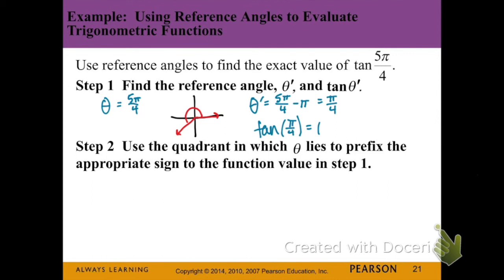Step 2, we're going to think about the quadrant that 5 pi over 4 was in, which is quadrant 3, and we're going to decide whether or not tangent should be positive or negative in that quadrant. Again, we're going to have a positive answer because tangent is positive in quadrant 3.